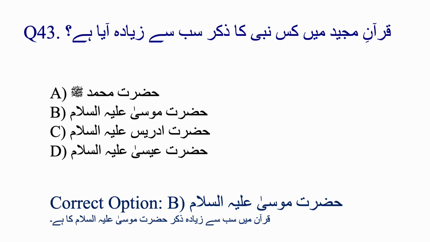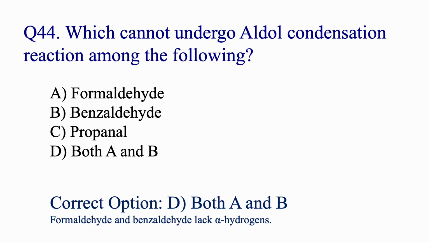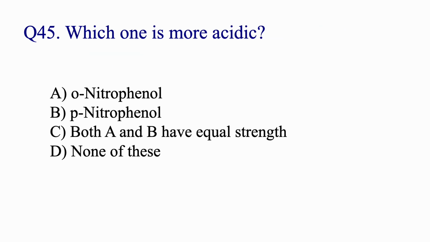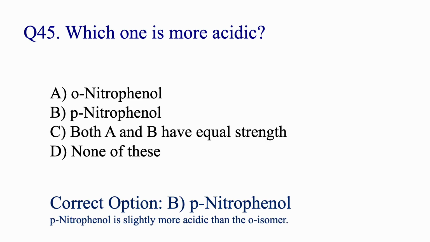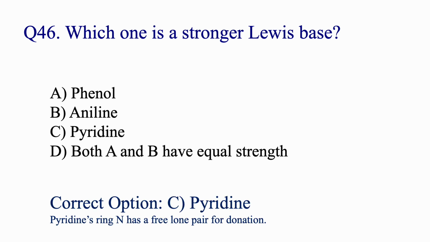Which cannot undergo aldol condensation reaction among the following? Both A and B. A is formaldehyde and B is benzaldehyde. Which one is more acidic? P-Nitrophenol. Which one is a stronger Lewis base? Pyridine.